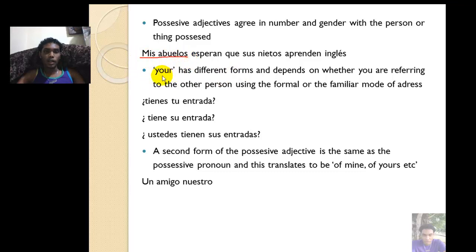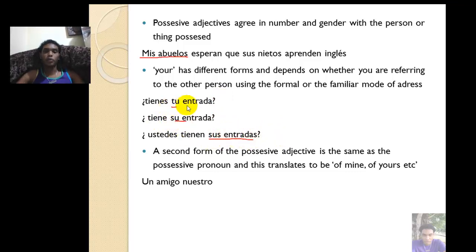However, your has different forms and depends on whether you are referring to the other person using the formal or the familiar mode of address. ¿Tienes tu entrada? ¿Tiene su entrada? ¿Ustedes tienen sus entradas? Do you have your ticket? Do you all have your tickets? Sus entradas, su entrada, tu entrada.